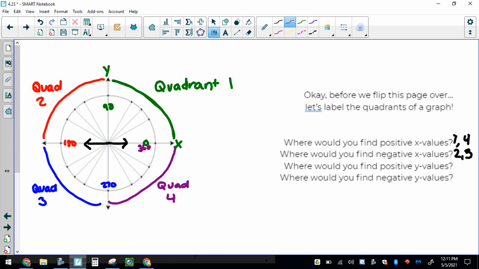All right, let's do the same for y values. Positive y values says go up along the y-axis, and you can tell that that leads you into quadrants 1 or 2. Negative y values, so go down on the y-axis, you can see that that leads you into quadrants 3 and 4.